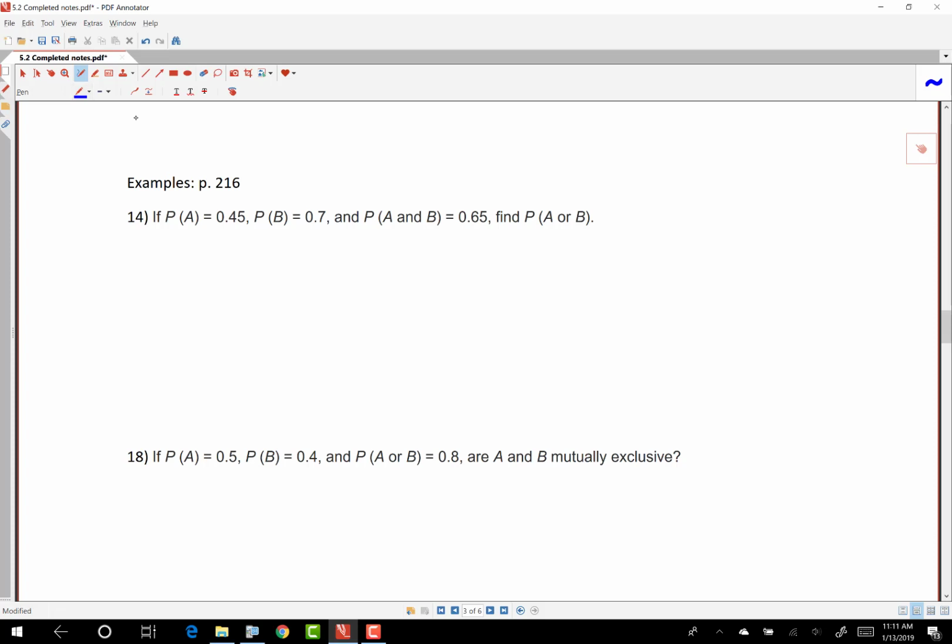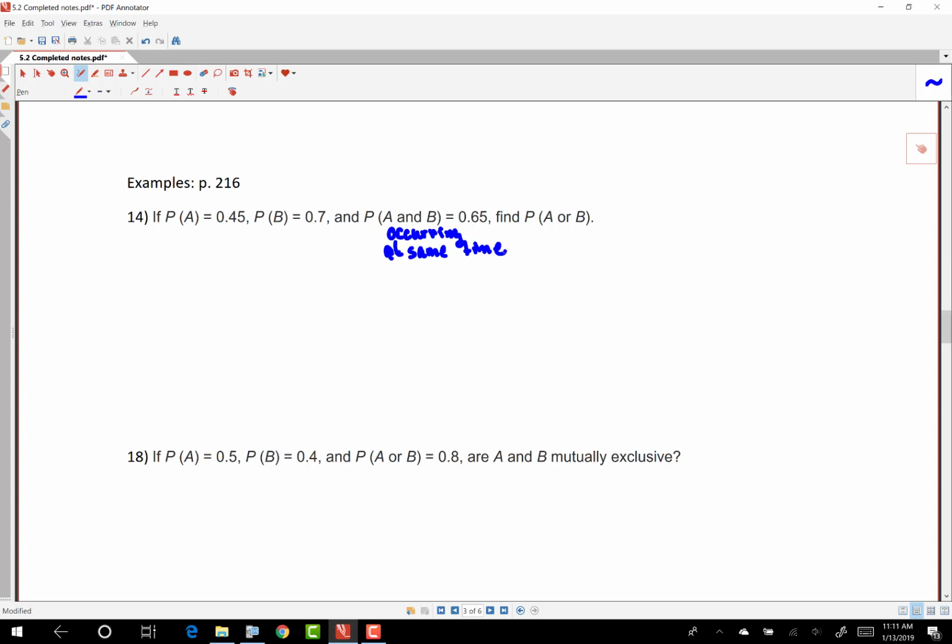It says if the probability of A is 0.45 and the probability of B is 0.7 and the probability of A and B, and what they mean there is occurring at the same time. They just don't say that. I wish they did. I think it would clarify things. But that's what they're talking about, is 0.65.